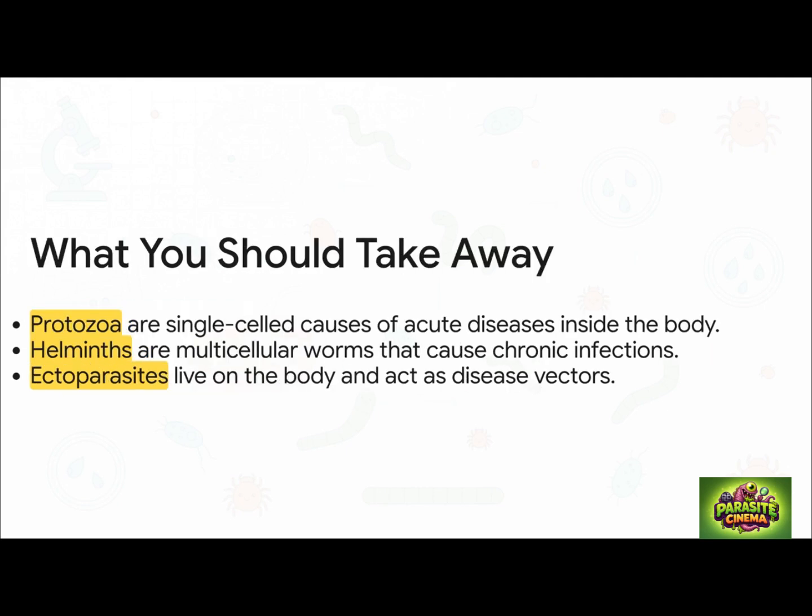So let's boil it all down. If you only remember 3 things, make it these. Protozoa: single-celled, inside the body, often cause acute disease. Helminths: multicellular worms causing chronic diseases. And ectoparasites live on the outside of the body and are notorious vectors.